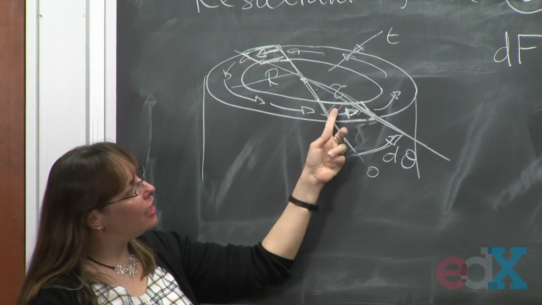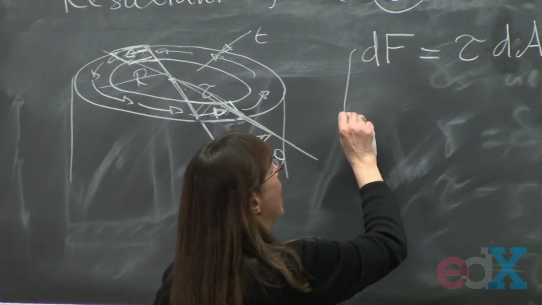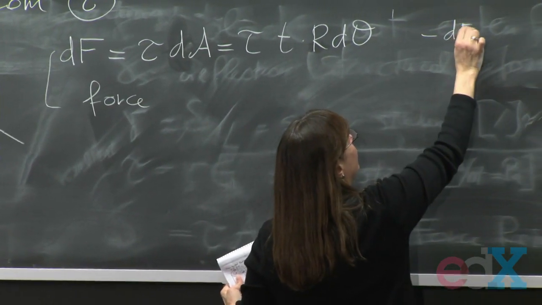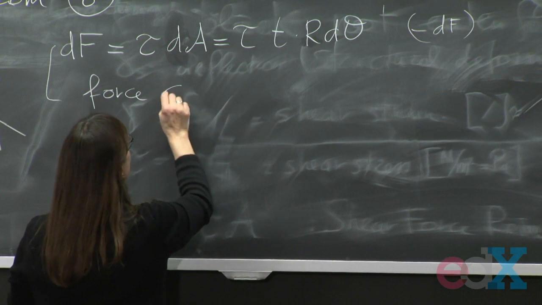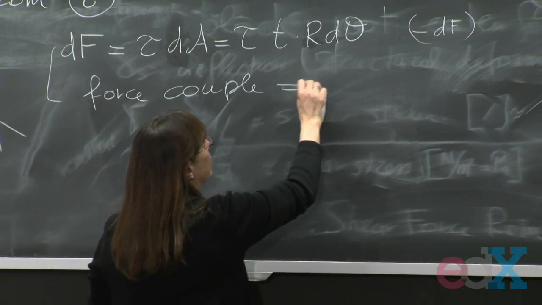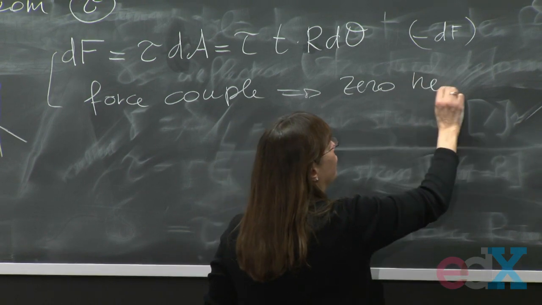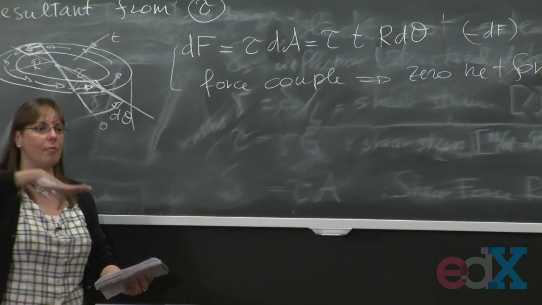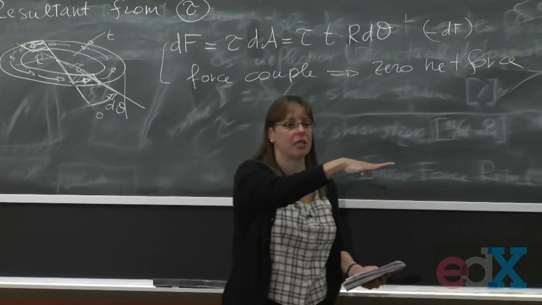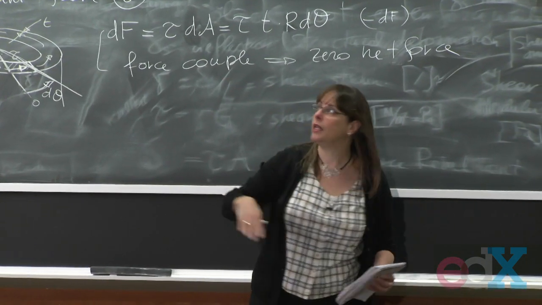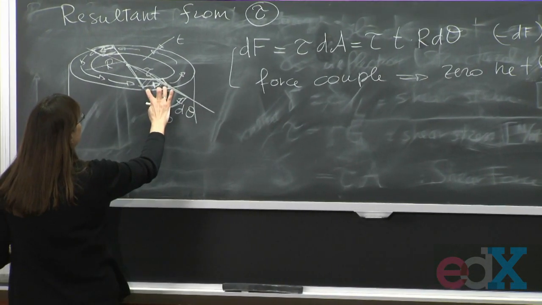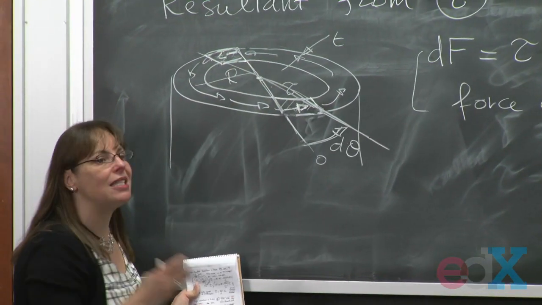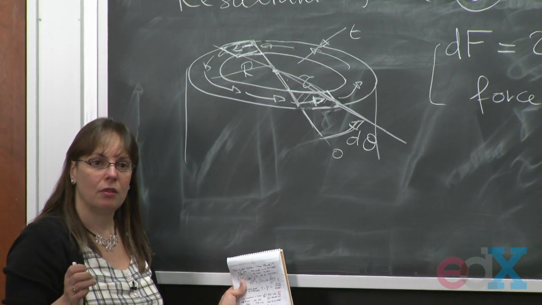OK, so the forces are dF. I have dF on that side, and minus dF on the other side. So together, I have a force couple, and they give me 0 net force. You remember before I wrap this thing around, I could sum all the tau over the area, and I got a shear force because they were all pointing the same way. Now, because for every side I have the opposite side, and they point in opposite direction, these give me 0 net force. You see?